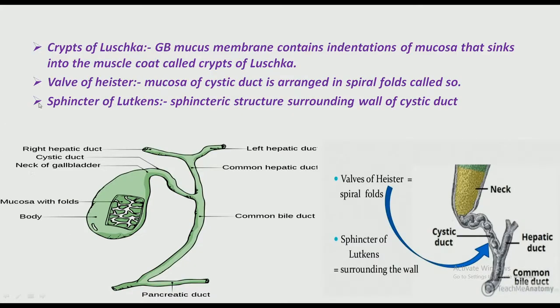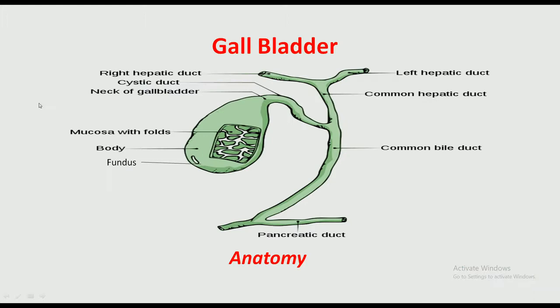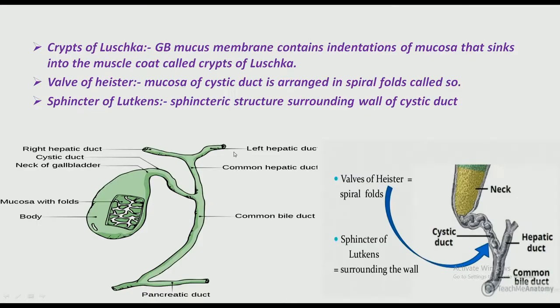So crypts of Luschka. So these are the crypts of Luschka. Again, we can see it here. The gallbladder mucous membrane contains indentations of mucosa that sink into the muscle coat called crypts of Luschka. So these are the crypts of Luschka.